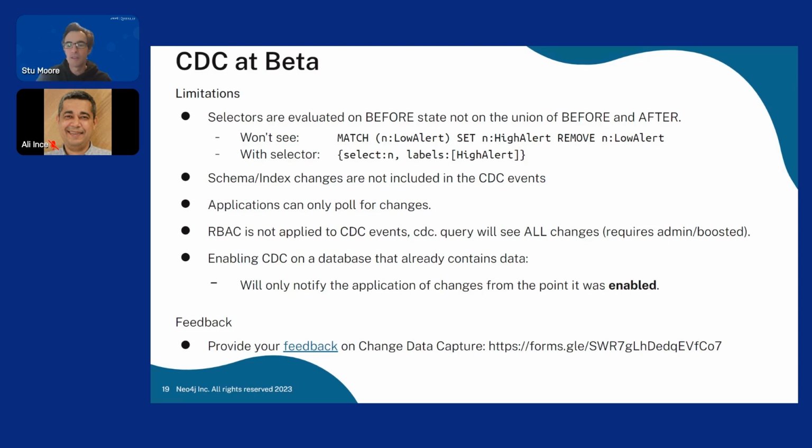In the beta, there's a couple of limitations to be aware of. When it comes to using selectors, just be aware that they're currently evaluated on the before state, not the union of the before and after state. So this means if you're using fine-grained selectors, e.g. for high alert, you won't see a change from low alert to high alert with a given selector. This is something that we're looking to change before we go GA.